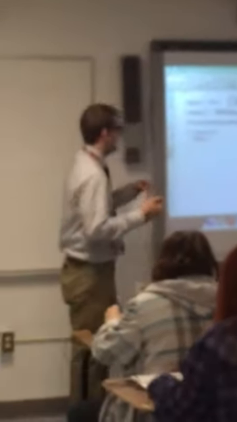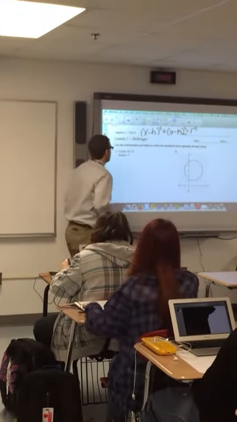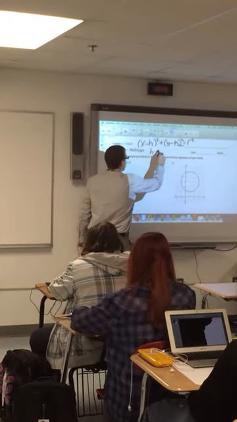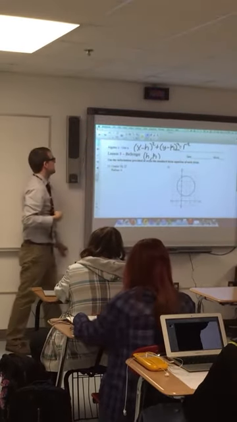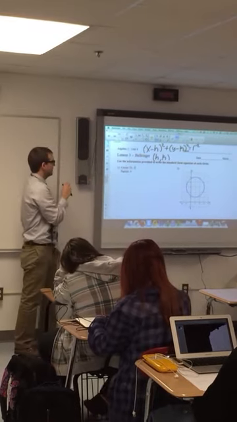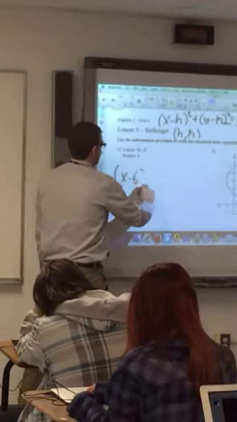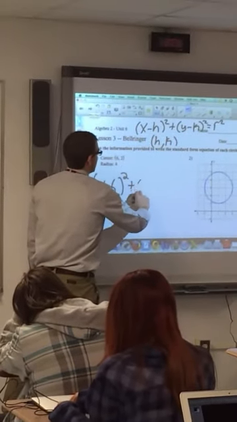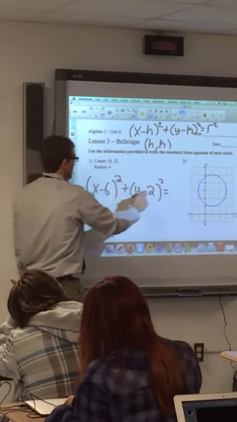So we have to plug in the information into the equation that's given here. The center is (6, 2), and remember, the center is (h, k). So I'm going to replace the h with the 6 and the k with the 2, and then I'll replace the r with my radius, which is 4. So what we get is (x − 6)² + (y − 2)² = 4², which is 16.